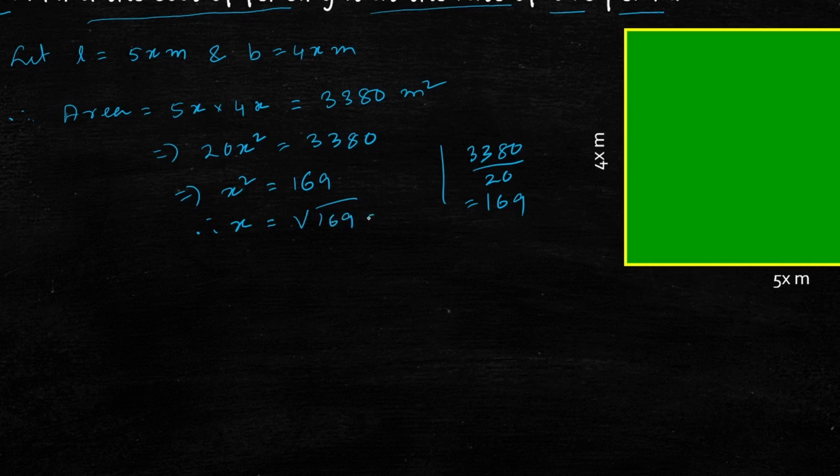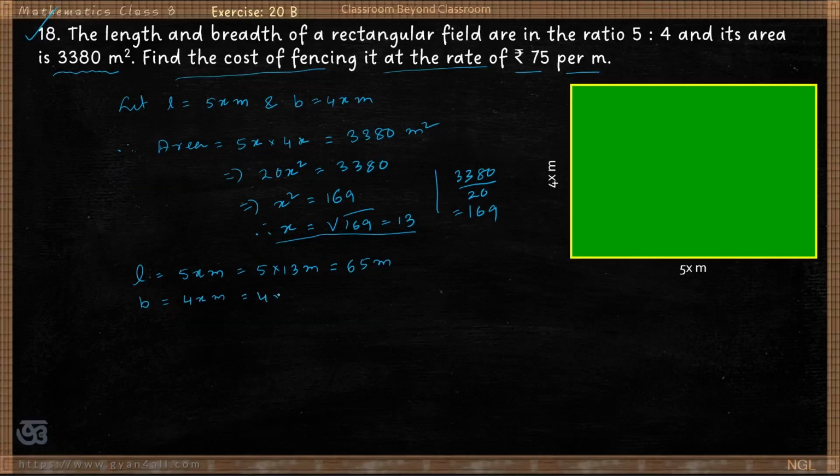If you find the square root, then this is equal to 13, because 13 squared is equal to 169. So if x is equal to 13, then L is equal to 5x meters, that is equal to 5 multiplied by 13 meters, and that is equal to 65 meters. Again, the breadth of the rectangular field is 4x meters, and that is equal to 4 into 13 meters, and that is equal to 52 meters. We get the length and breadth of the rectangular field.